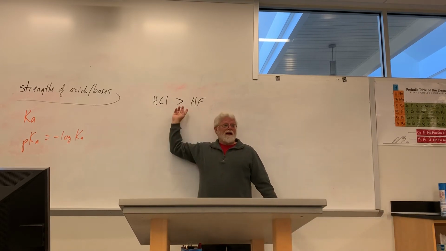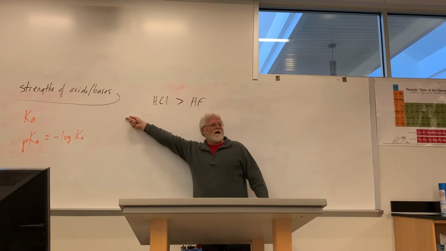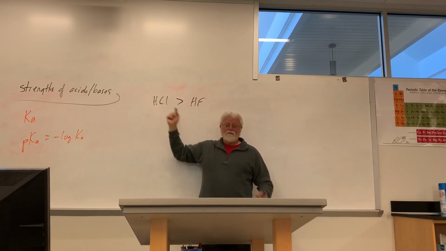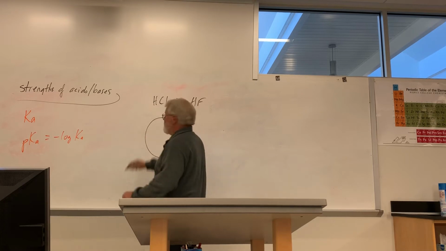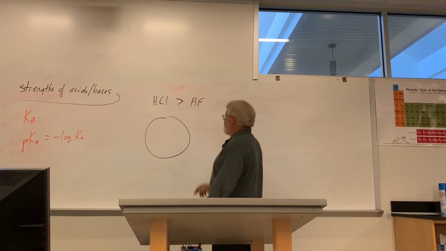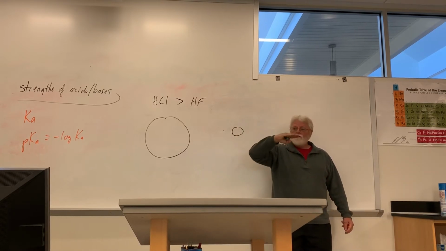To talk about these guys as acids, we're talking about their ability to get rid of the hydrogen as a cation, to donate H+. Chlorine is a relatively big atom. Fluorine, a much smaller atom. Remember, when you go from one period to the next, the size difference is very substantial.